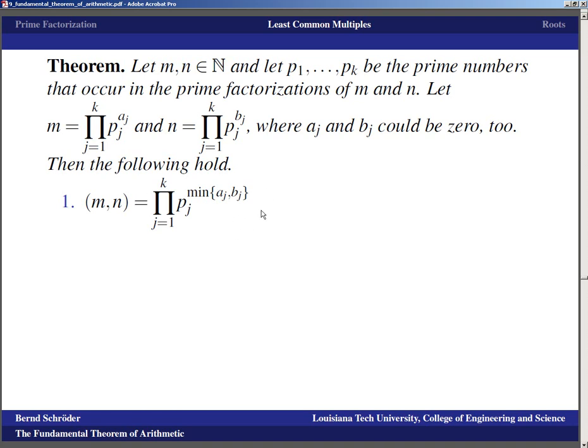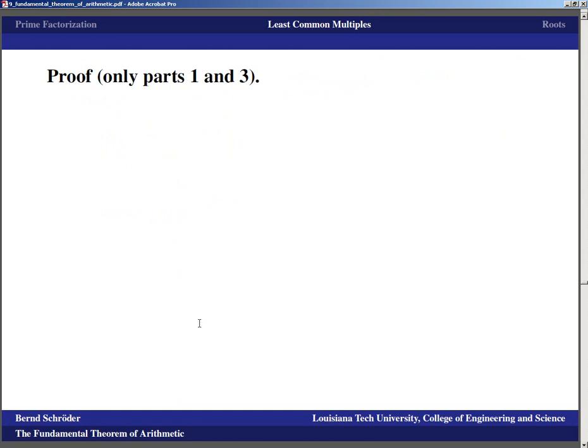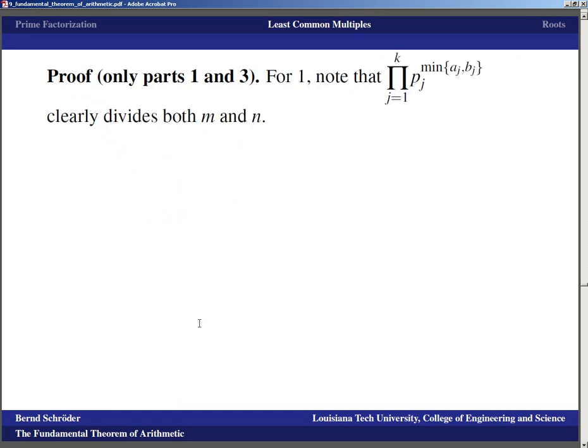So this one now fully establishes that the greatest common divisor exists. The lowest common multiple is the product of the pj to the maximum of the aj, bj, and m times n is actually the product of the greatest common divisor with the lowest common multiple. We're going to prove only parts 1 and 3.